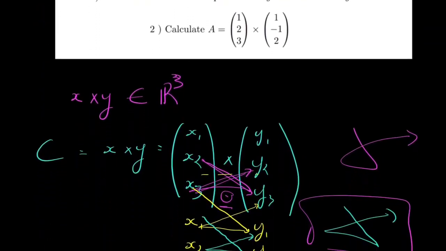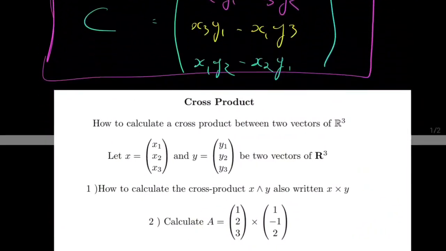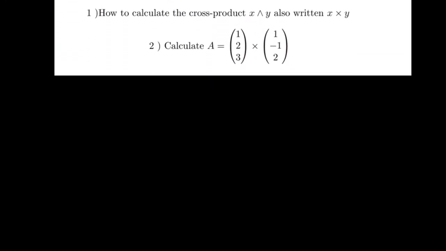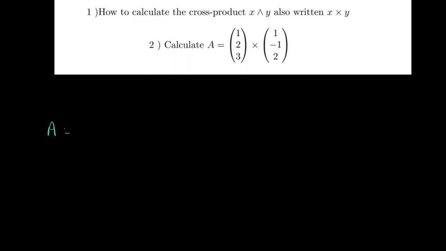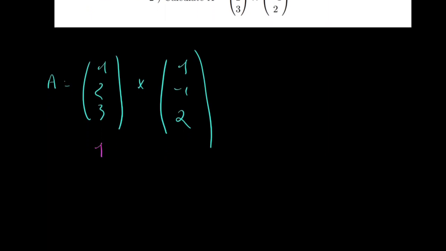We are going to apply what we've just seen to the calculation of A, which is a vector and a cross product. So A is equal to 1, 2, 3 cross 1, minus 1, 2. So now how do I do the cross product? I rewrite the first coordinates 1, 2, and here 1, minus 1.